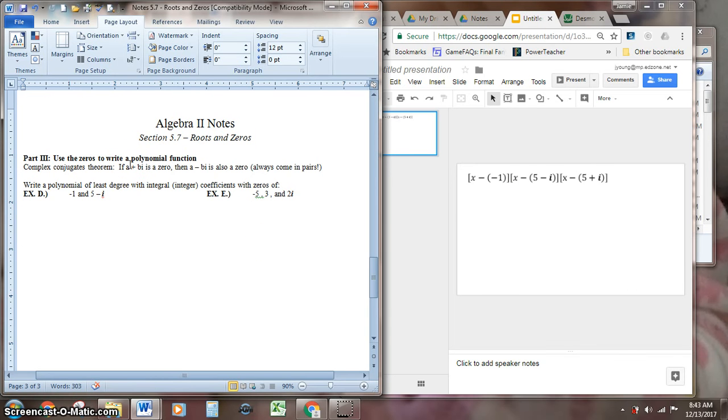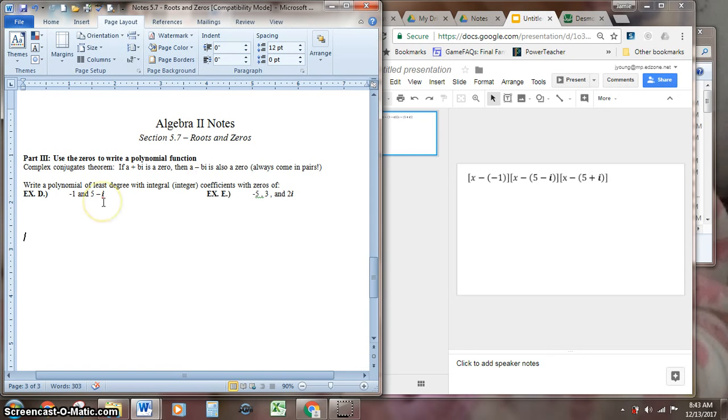This last part deals with what's called the complex conjugate theorem. Basically, if I figure out that I have an imaginary solution, I know that one of them will be a plus bi and the other one will be a minus bi. That's basically what it's saying, that all imaginary solutions always come in pairs.